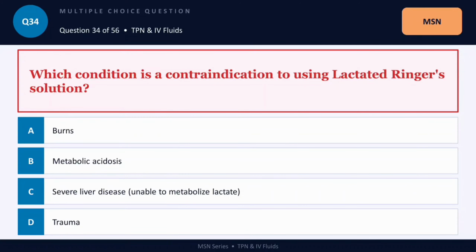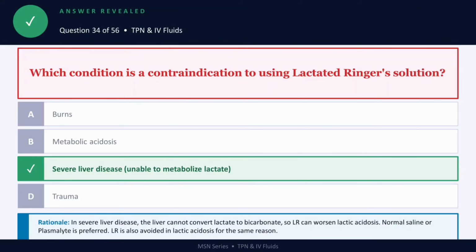The correct answer is option C, severe liver disease. Rationale: in severe liver disease, the liver cannot convert lactate to bicarbonate. So, RL can worsen lactic acidosis. Normal saline or Plasma-Lyte is preferred. RL is also avoided in lactic acidosis for the same reason.